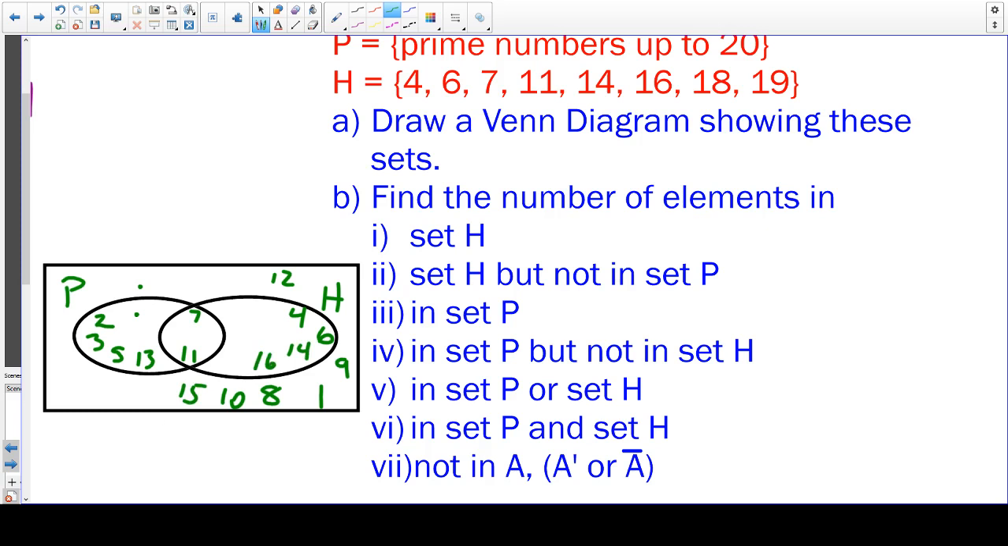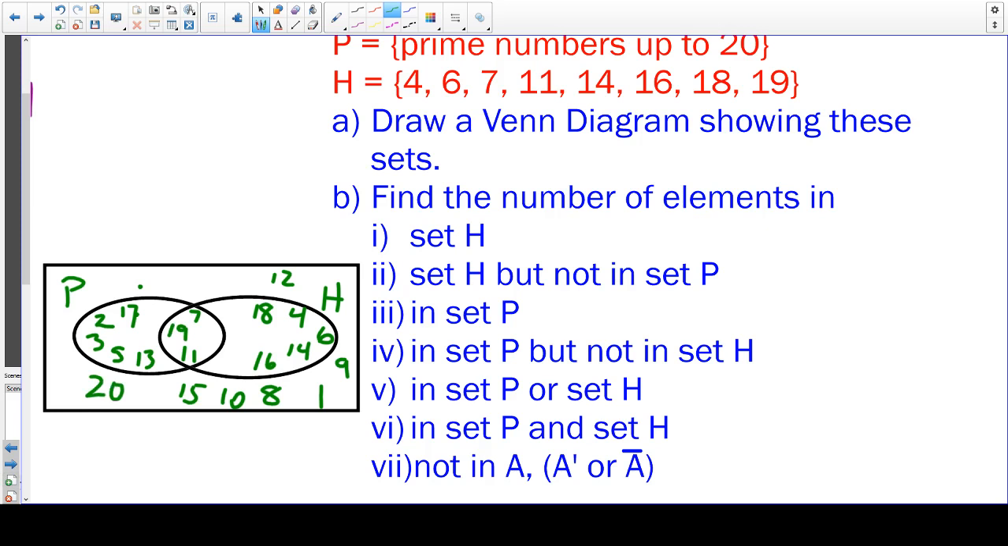17 is prime, but it's not an H, so it's right here. 18 is not prime, but it is an H, so it's here. And 19 is in both, so it's right here. And 20 is neither, so it's out here.